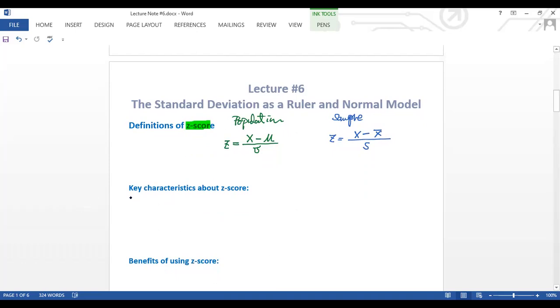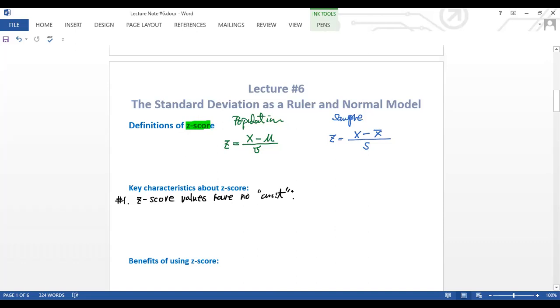All right. So now the first thing is here. The key characteristic number 1. We call this Z, the standardized values, right? So the Z-score values have no unit.